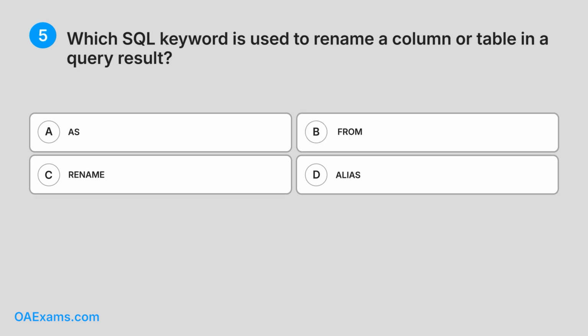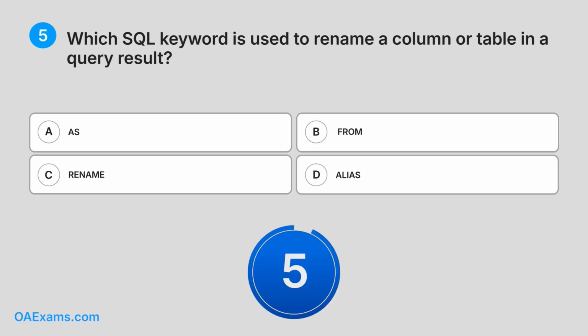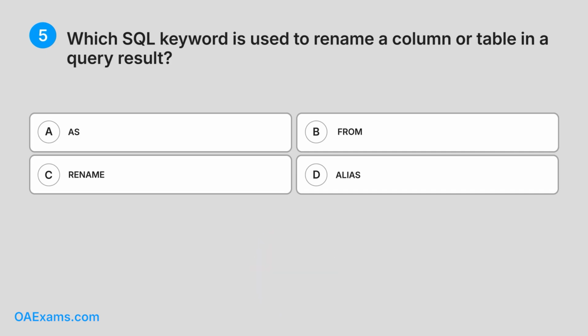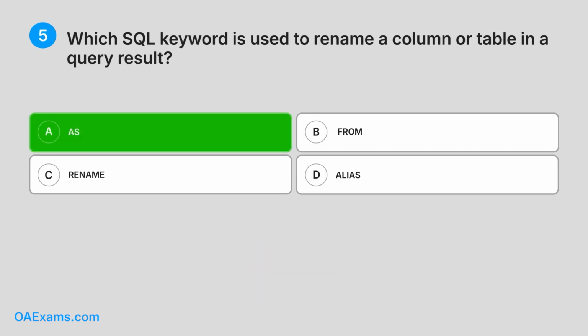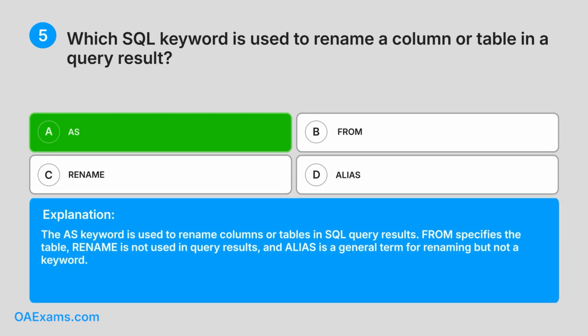5. Which SQL keyword is used to rename a column or table in a query result? A. As, B. From, C. Rename, D. Alias. What do you think is the answer? Correct answer, A. As. Explanation. The as keyword is used to rename columns or tables in SQL query results. From specifies the table. Rename is not used in query results, and alias is a general term for renaming, but not a keyword.